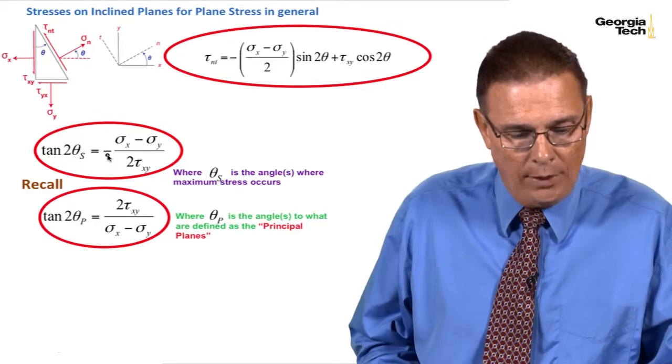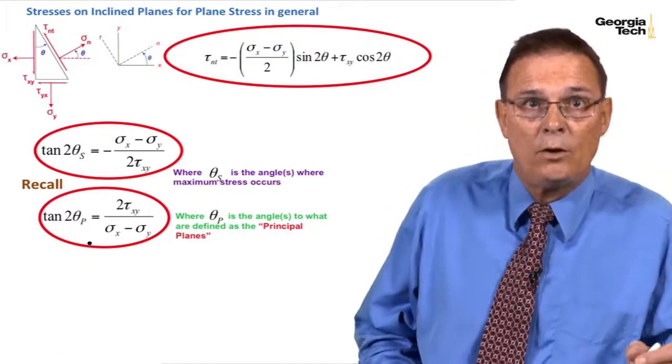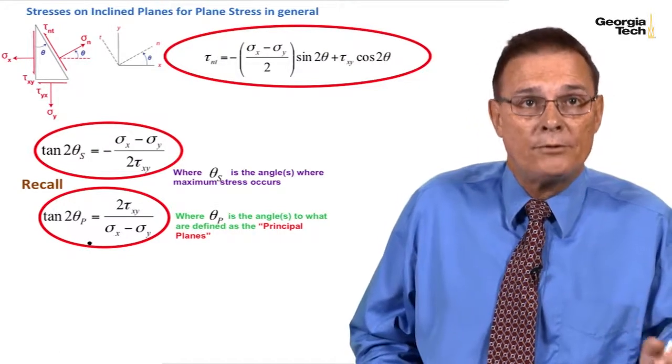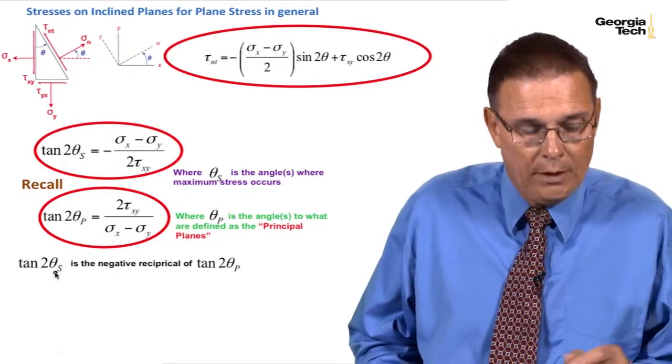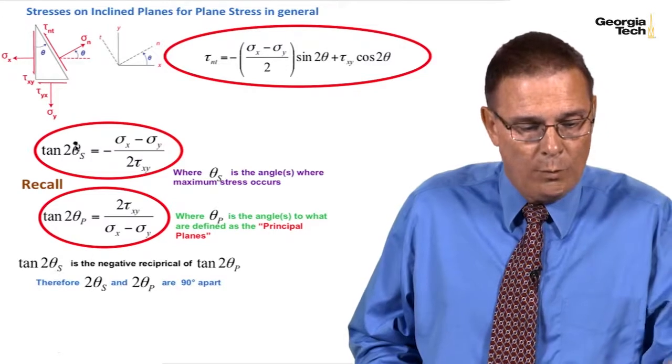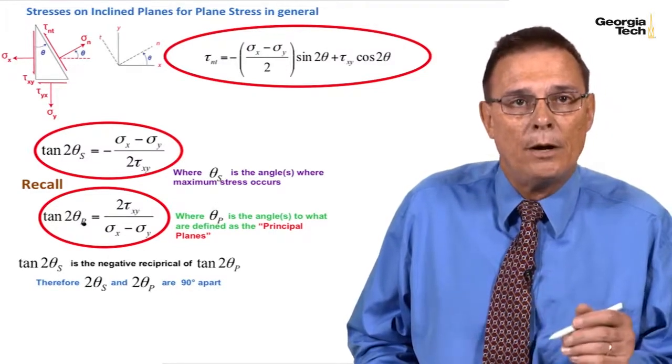You'll recall that this was the expression where theta sub p, the angle, was defined to the principal planes. And you'll notice that these are negative reciprocals. And so therefore, we know that 2 theta sub p and 2 theta sub s are 90 degrees apart.